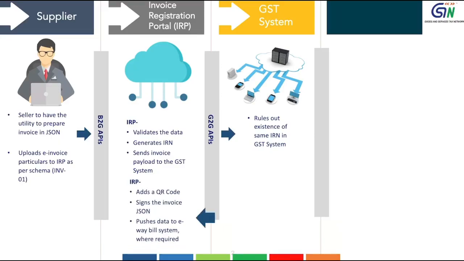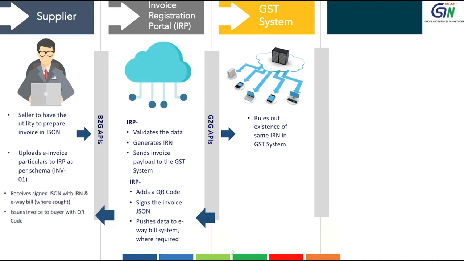Then IRP adds a QR code, quick response code, to the invoice, which contains the key particulars of the invoice, including IRN, and adds a digital signature to the invoice. It further pushes the data to the e-way bill system wherever the taxpayer has asked for an e-way bill.